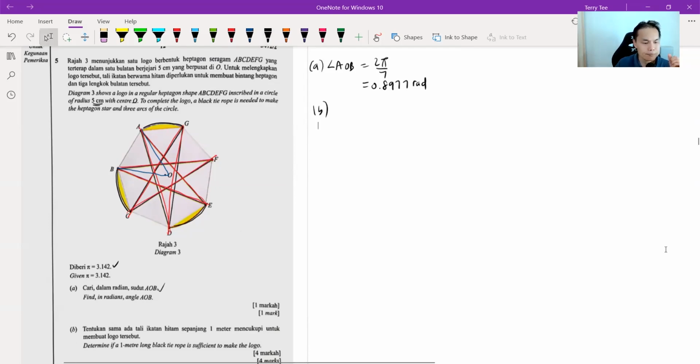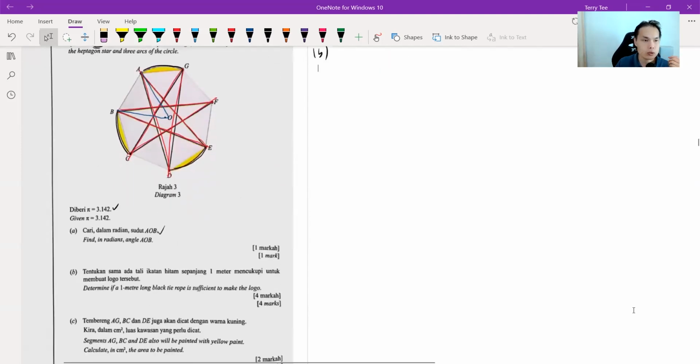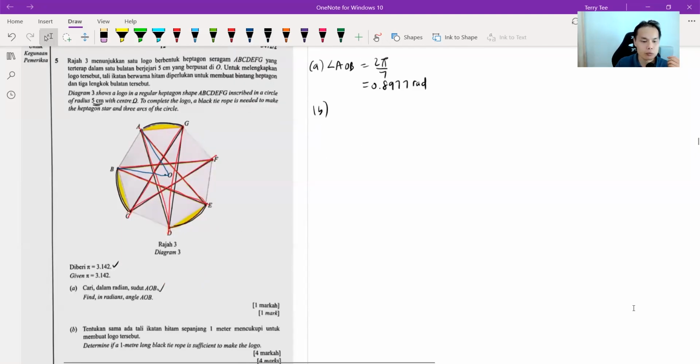Next, part B, I hope you can see this. Determine whether a 1 meter black rope is sufficient to make the logo. I need to calculate the length of the rope. Just now I've shown you there are 7 lines and 3 arcs. For the length of the line, let's focus on AOD. It looks like this. You notice this consists of 3 of AOB.